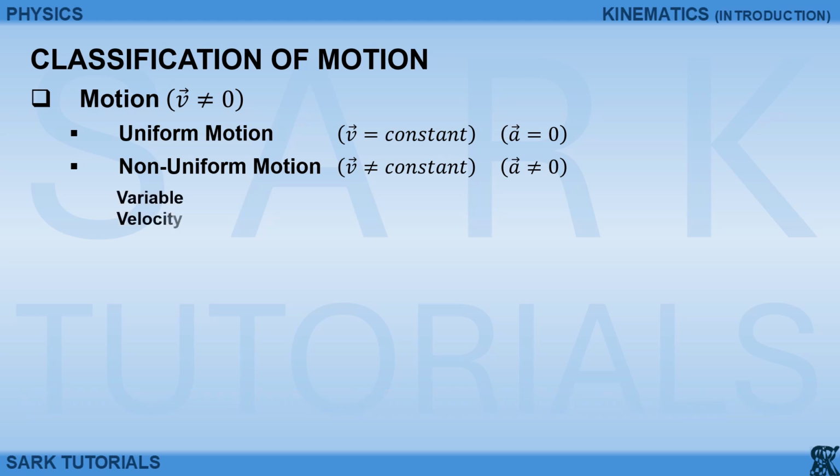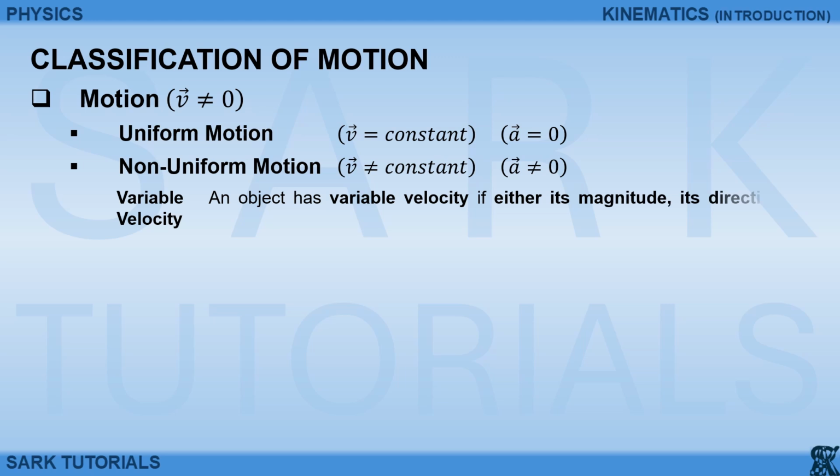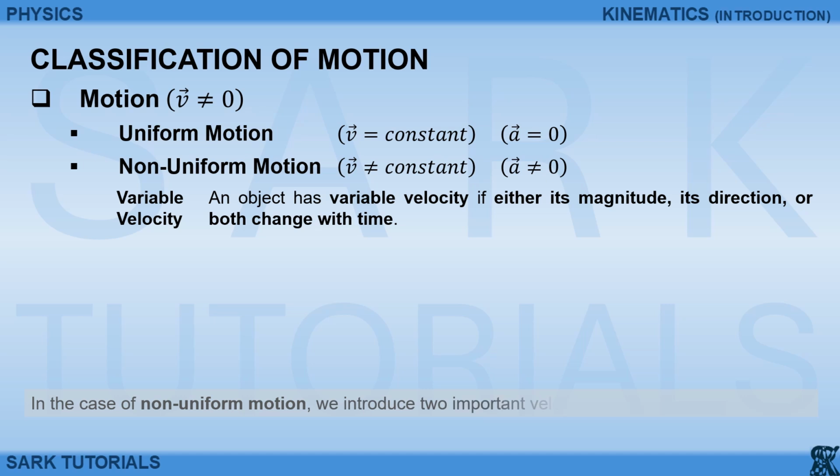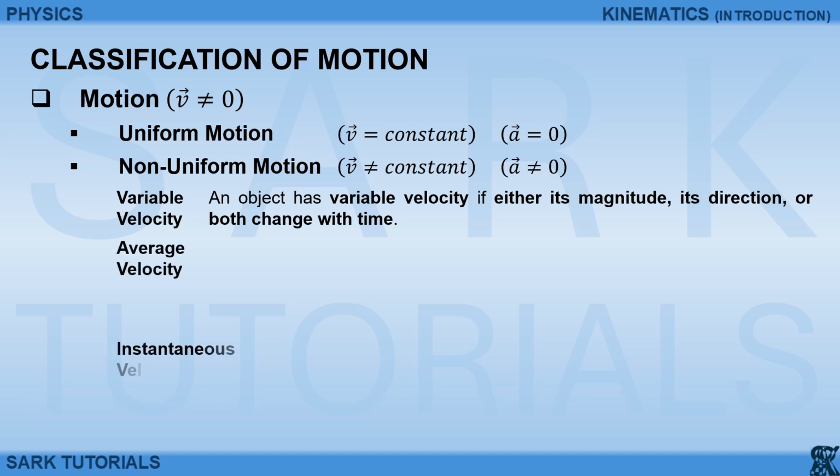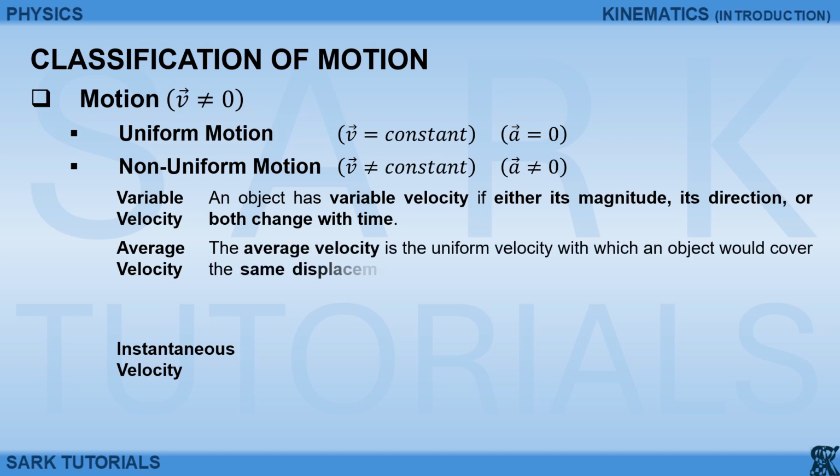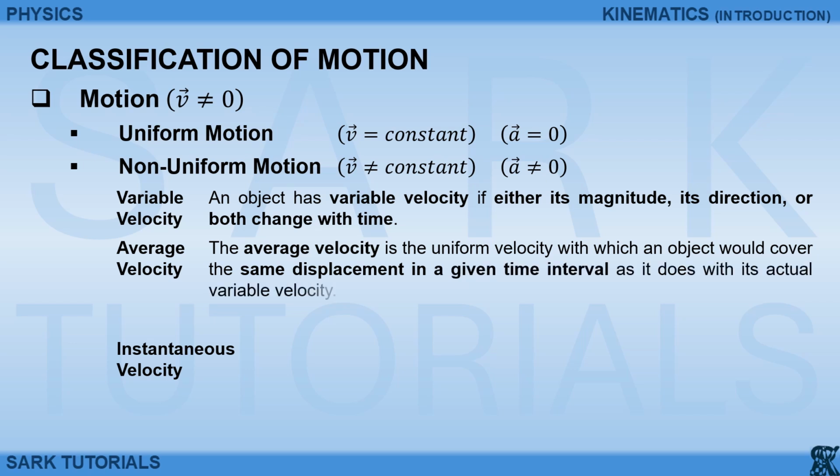Variable velocity. An object has variable velocity if either its magnitude, its direction, or both change with time. In the case of non-uniform motion, we introduce two important velocity concepts: average velocity and instantaneous velocity. The average velocity is the uniform velocity with which an object would cover the same displacement in a given time interval as it does with its actual variable velocity.